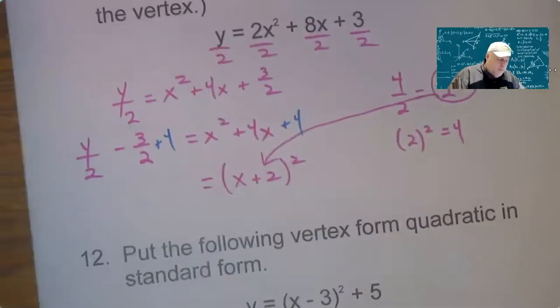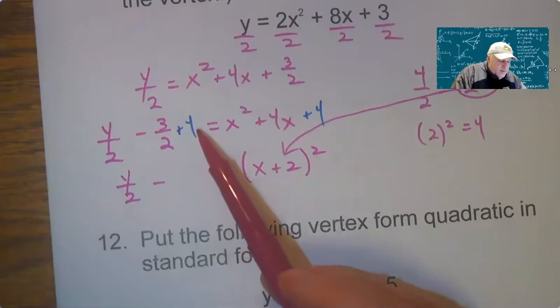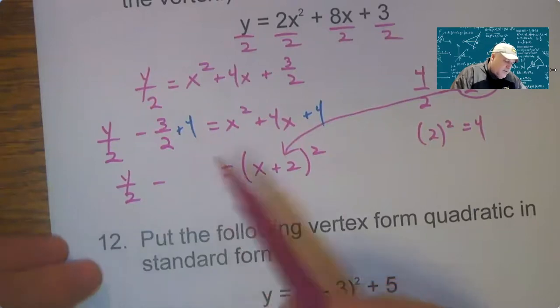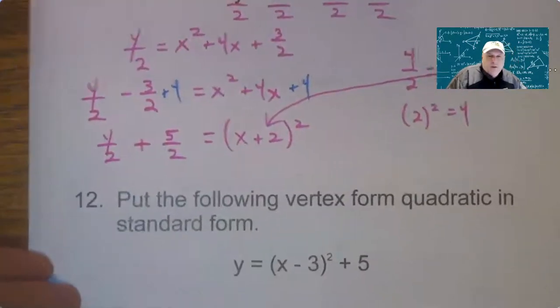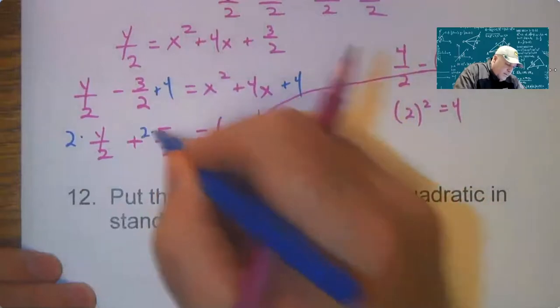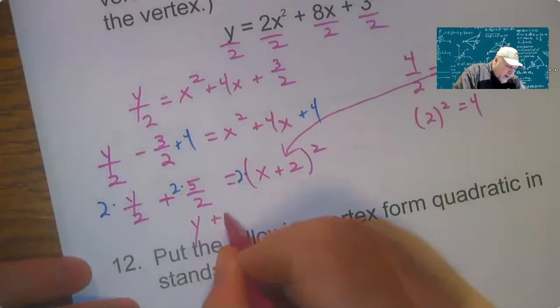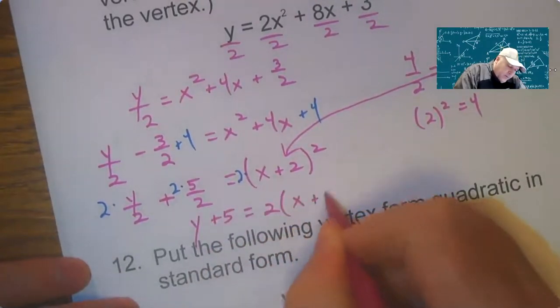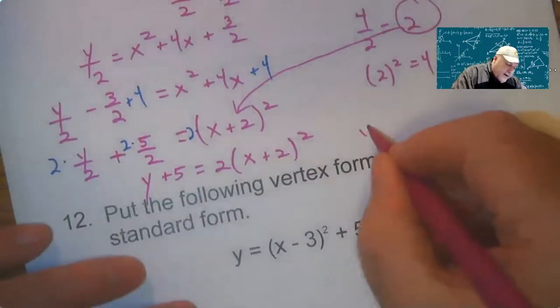And then you have to simplify on this side. So this is going to be 8 over 2 minus 3 over 2. So that's going to be 5 over 2. Like so. And so at this point, if you want to eliminate the denominator, I'm going to eliminate it everywhere. So we're going to have y plus 5 equals 2 times x plus 2 squared. And so now you see, to get the y alone, you would subtract the 5.